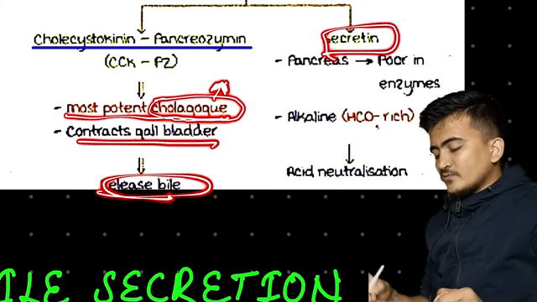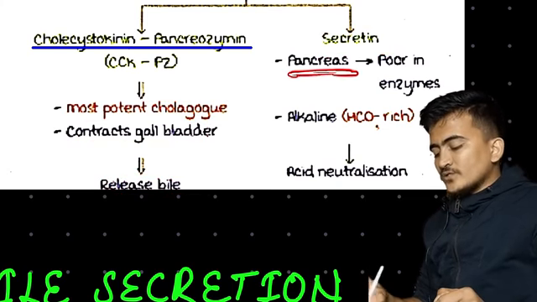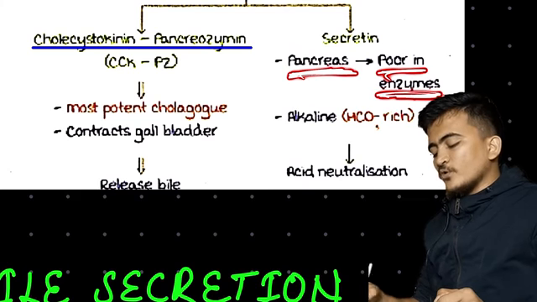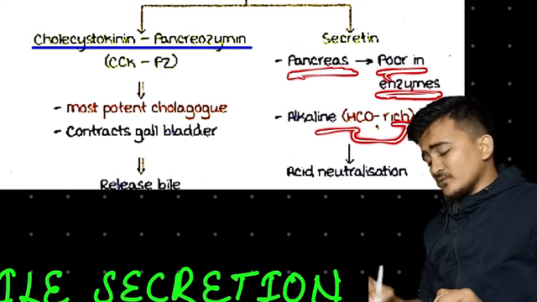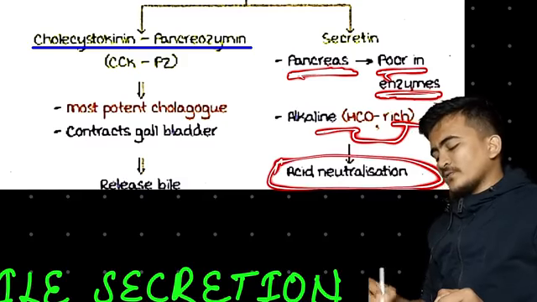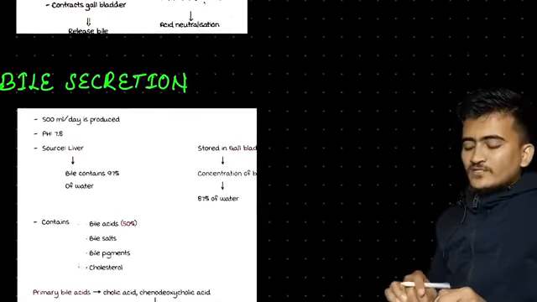And secretin, it will increase pancreatic secretion, but that will be poor in digestive enzyme, or that will be rich in bicarbonate ion, right? And this bicarbonate ion will help in acid neutralization. So that is all about pancreatic secretion.